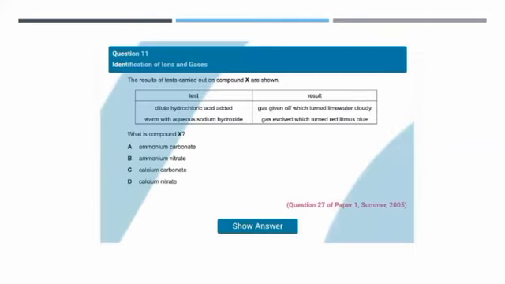I have the next question, which is on identification of ions and gases. The results of tests carried out on compound X are shown. When dilute hydrochloric acid was added, a gas was given off which turns lime water cloudy. Remember, we did this test just now, and lime water turns cloudy, or a white precipitate forms, or it turns milky, when you have carbon dioxide. And when it was warmed with aqueous sodium hydroxide, a gas evolved which turned red litmus blue.